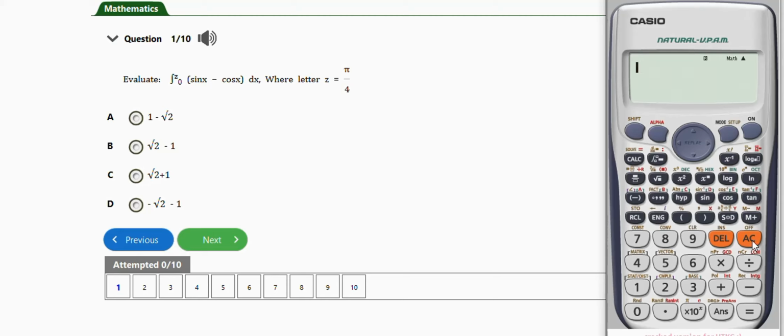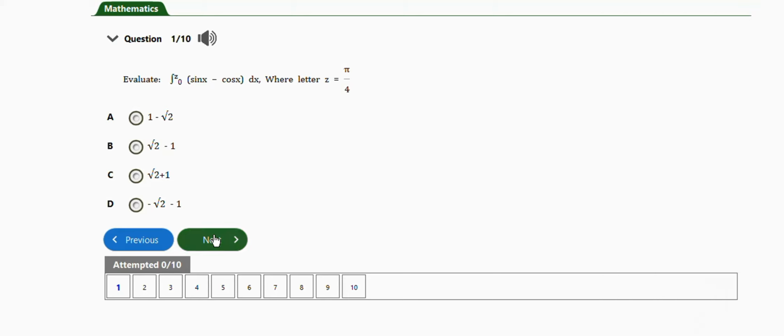Let's begin with option A. We have 1 minus square root of 2. Let's press equal to. To put it in decimal, press the SD button. We have minus 0.414. So the right answer is option A. It's as simple as this. Let's wipe this and solve the next repeated question.